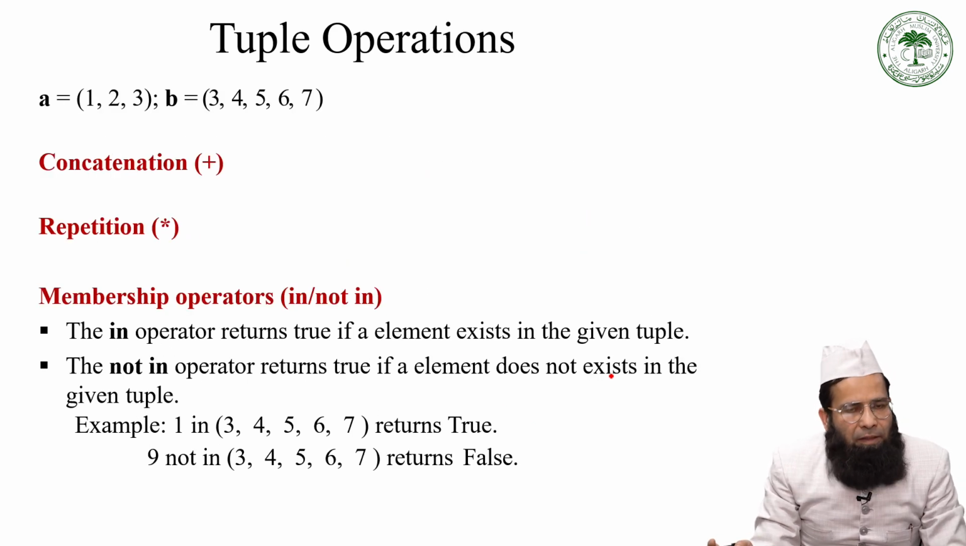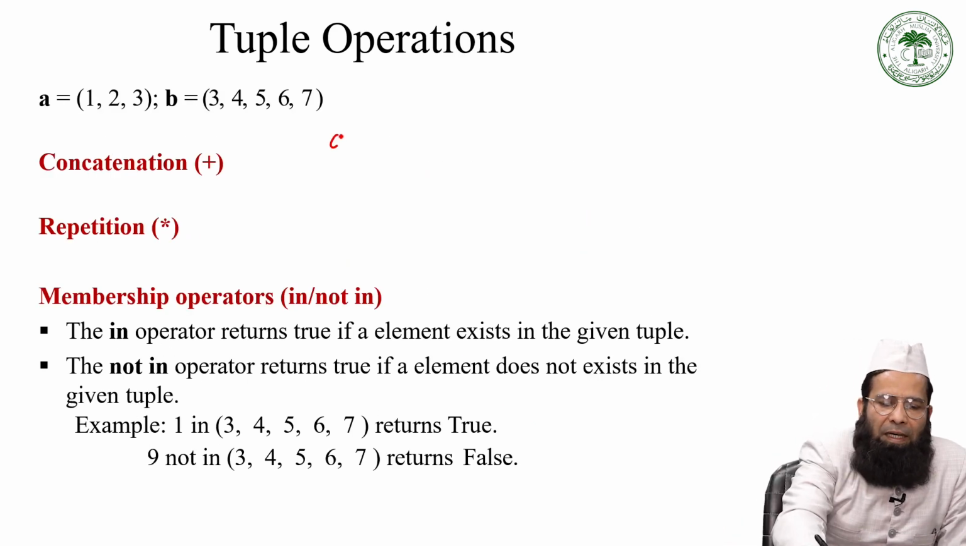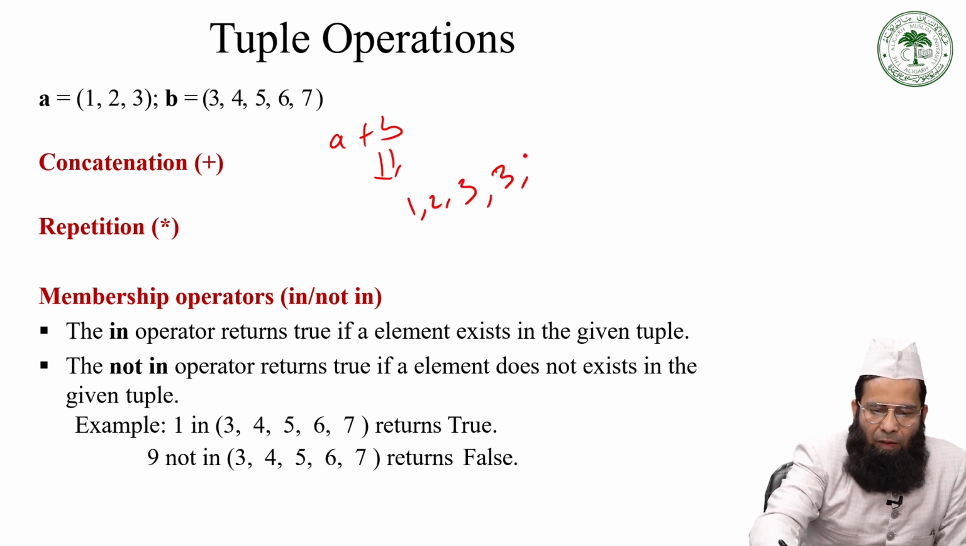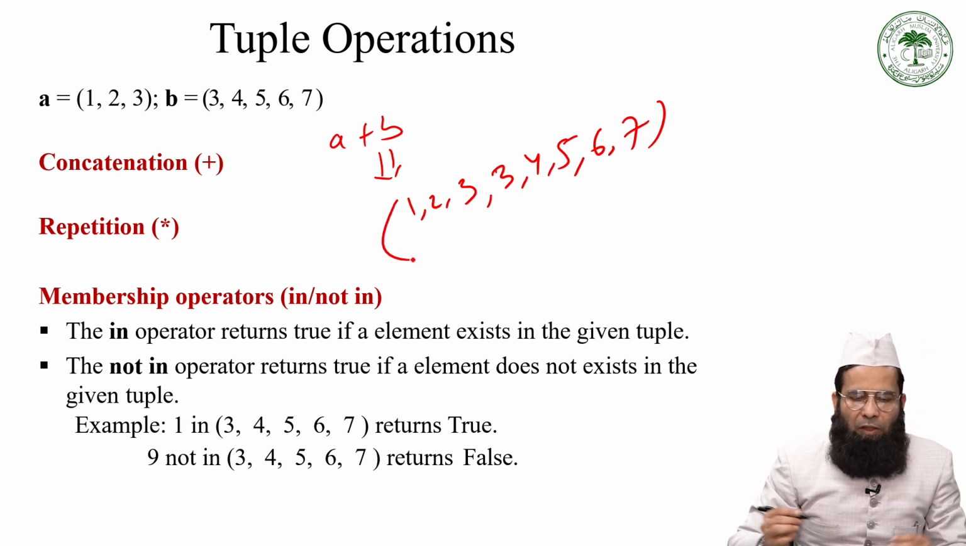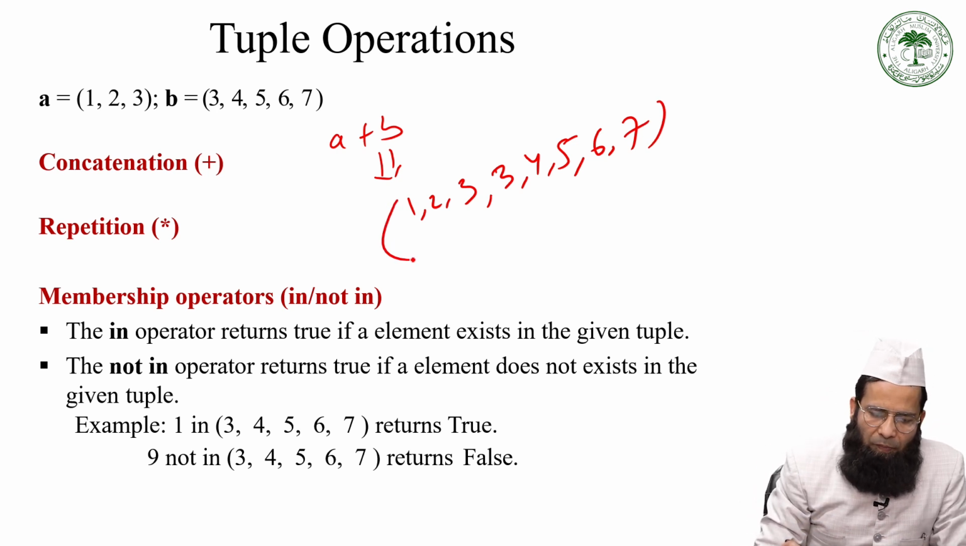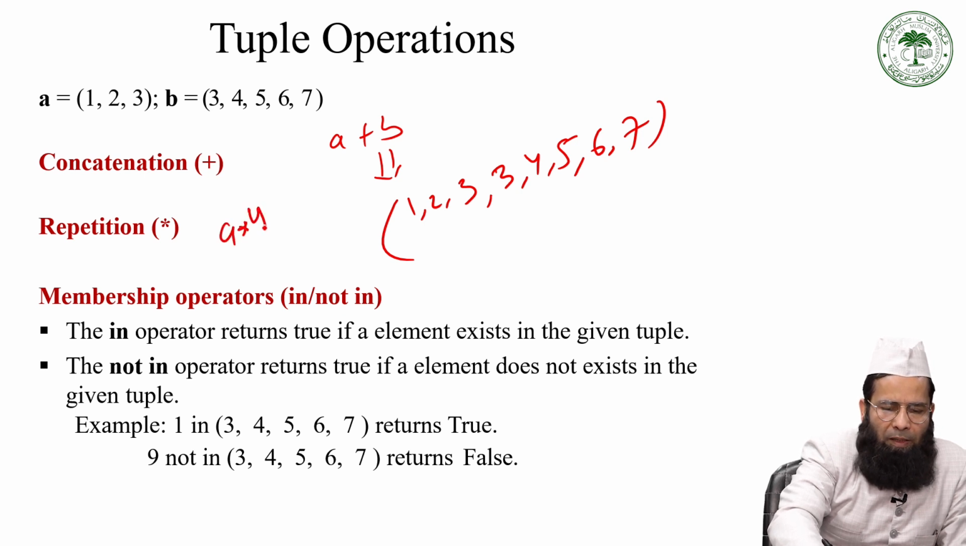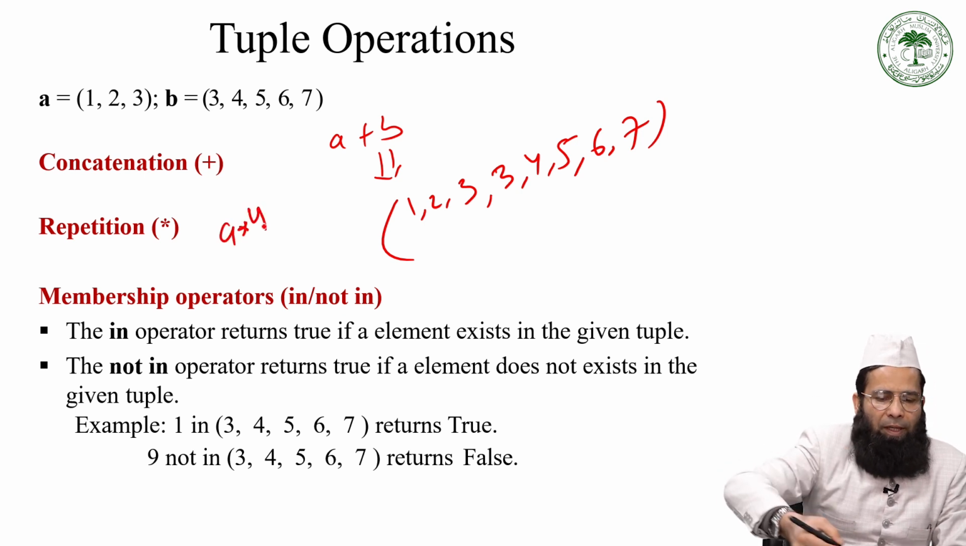You can concatenate the tuple as well. If I write A plus B, then both would be concatenated. So this would give you 1, 2, 3 and then 3, 4, 5, 6, 7. So in this way this would be concatenated. Then you can also use repetition: A, then the repetition operator, then 4. So 4 times this would be repeated, right?